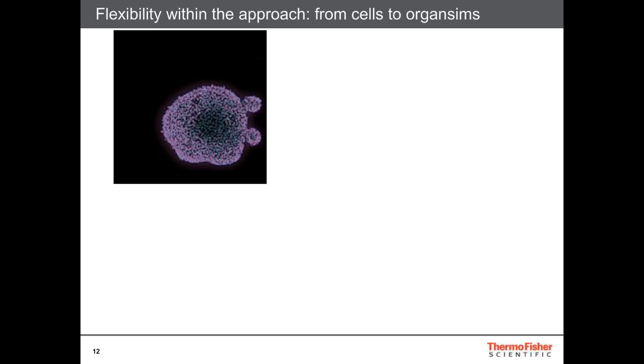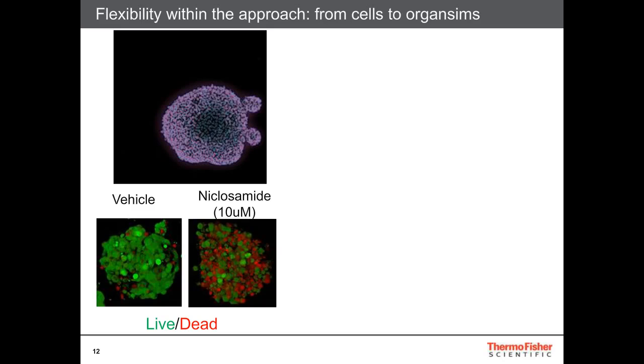And because we're able to optically section with our confocal capabilities and build a 3D representation of these spheroids, we're able to do more complex assays. This is a HeLa spheroid. We're using our live/dead assay. Live cells are green, dead cells are red, and you can see the increase in the number of dead cells as reported by the red indicator when we switch from vehicle to a cytotoxic agent, niclosamide, in a 3D culture.